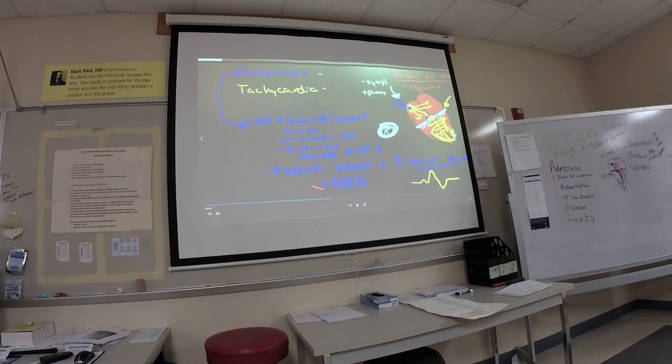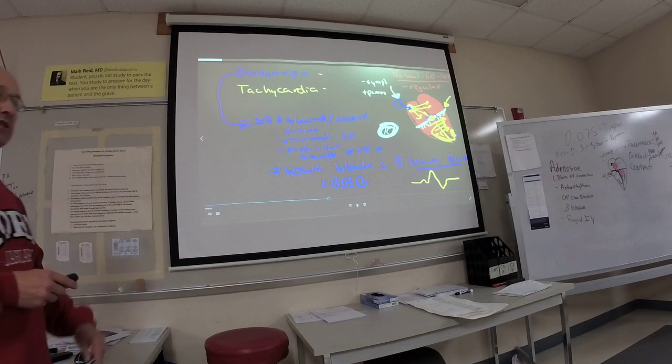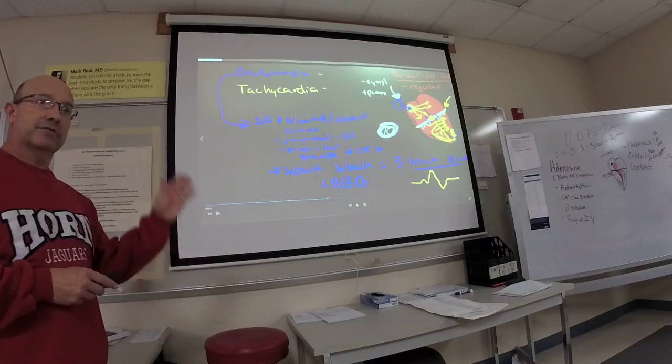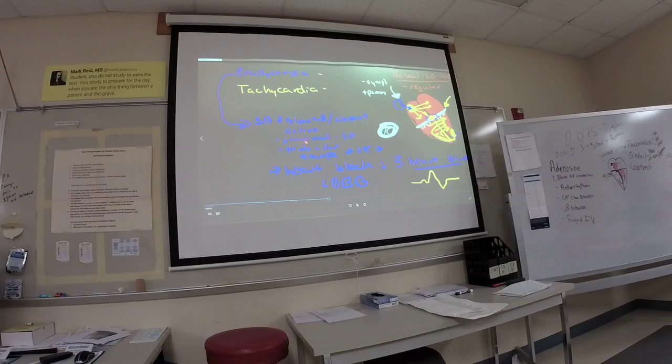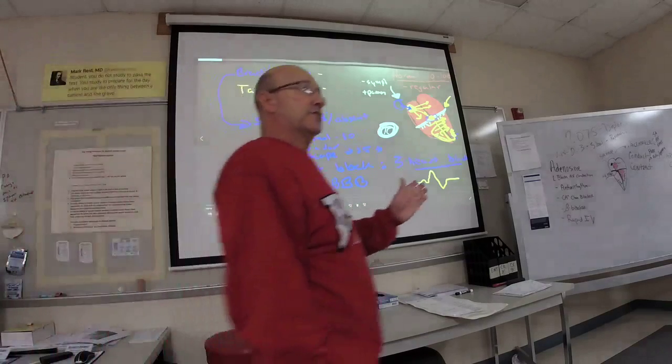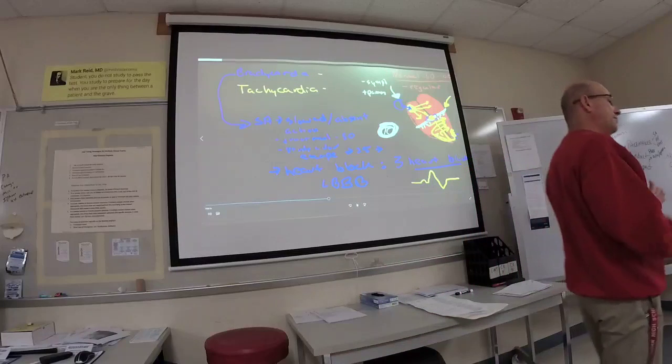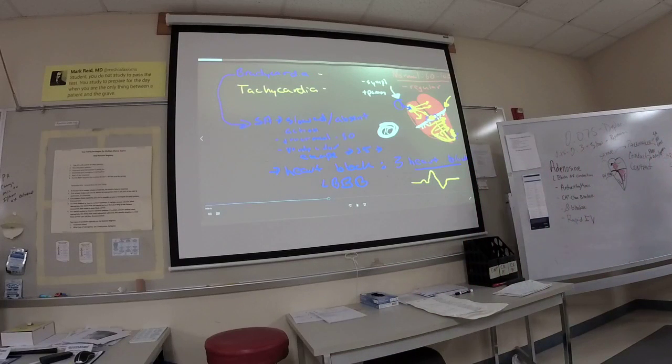bradycardias, okay, could be a heart block, and we'll get to these later, meaning that somewhere along this electrical pathway, there's a blockage, and it's a heart block, okay, which is going to change the way the EKG looks. We're going to do heart blocks last, so that'll make more sense. So you can have a heart block. A bradycardia could also mean an increase in parasympathetic response. Remember, the sympathetic nervous system will speed the heart rate up.